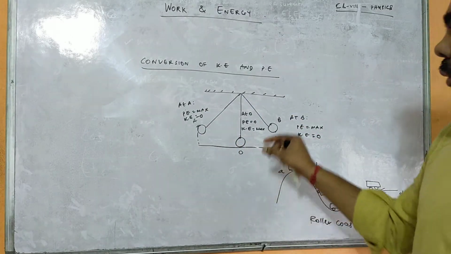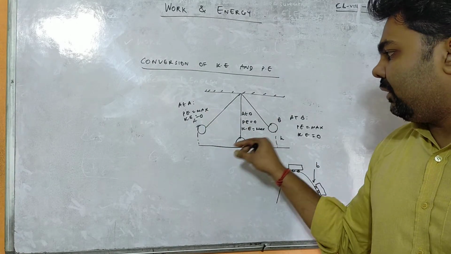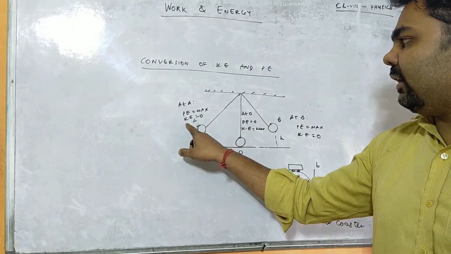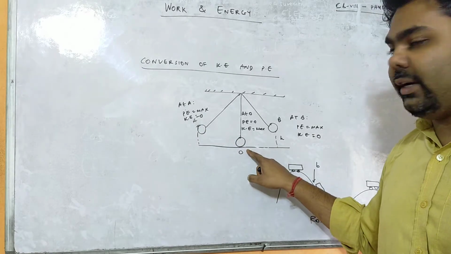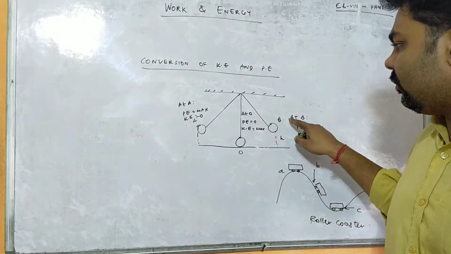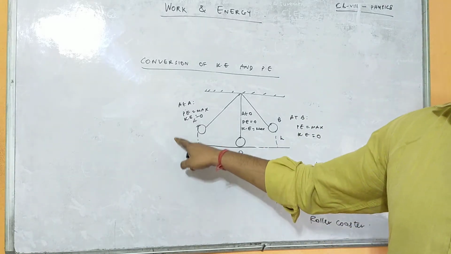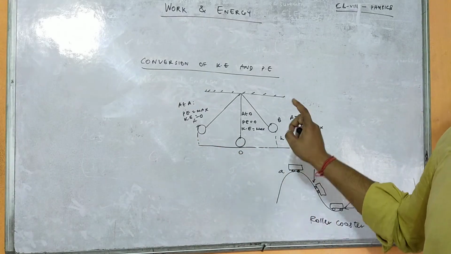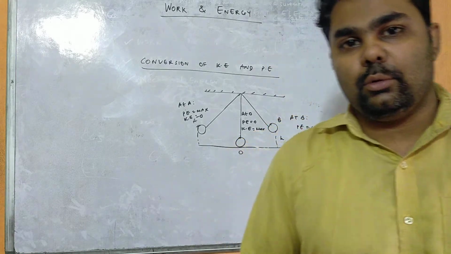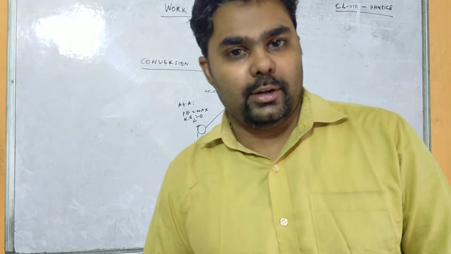Okay, so when it is moving left to right, first potential energy increases, then again it converts to kinetic energy, then this kinetic energy converts to potential energy. Likewise, potential to kinetic, kinetic to potential, again potential to kinetic, kinetic to potential. So like this conversion takes place between kinetic energy and potential energy.